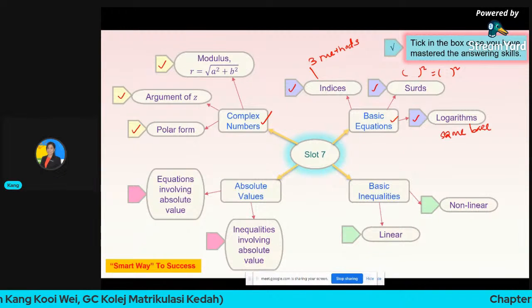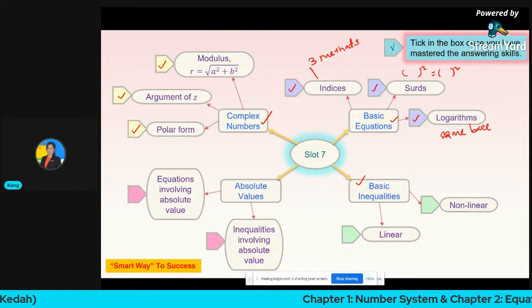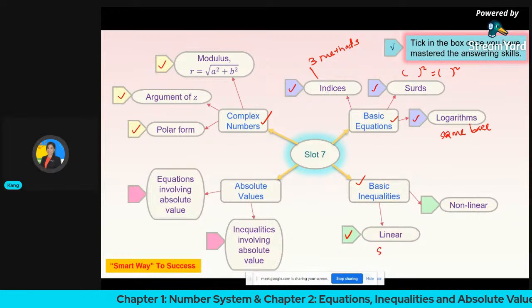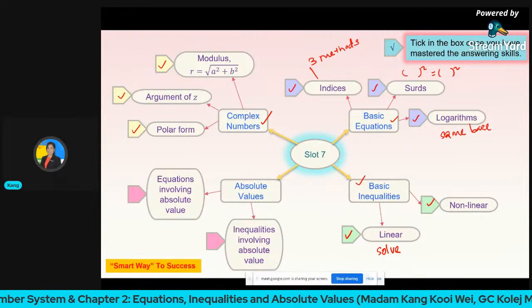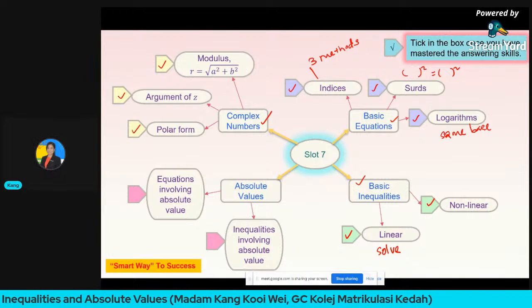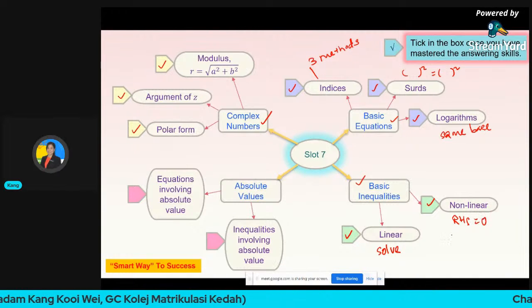Then the third part is about the basic inequalities. For basic inequalities, we need to categorize them. For linear inequalities, we solve them straight away. Then for non-linear inequalities, we have the 5 steps. We need to go to step 3: we arrange to let the right-hand side equal to 0 first. Then we use the table of sign to solve it.